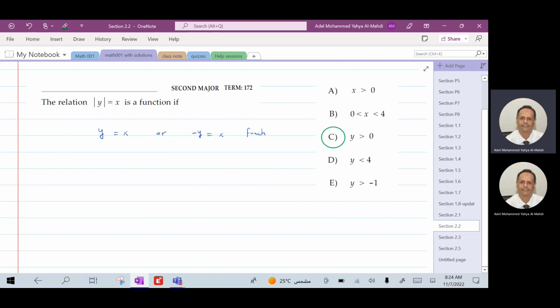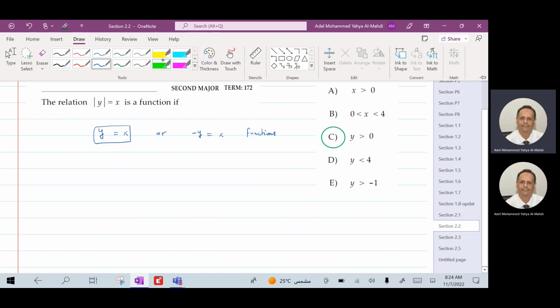Those are not considered functions. Okay, here he asked which one, I mean, it is a function if x is bigger than 0. So look here, if y is bigger than 0, if y is bigger than 0, we will have this one, and it is what? It is a function.